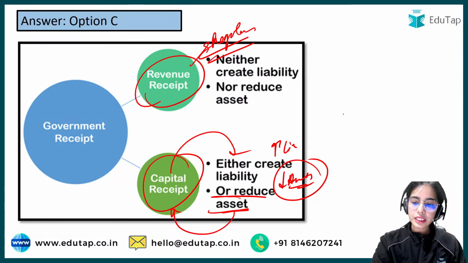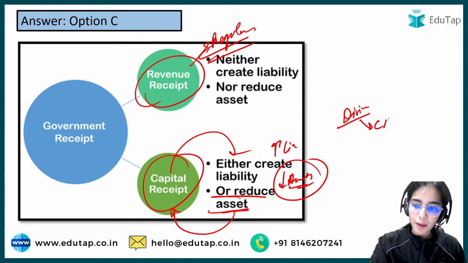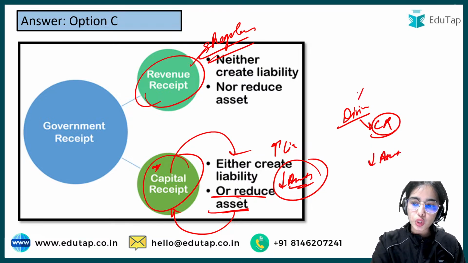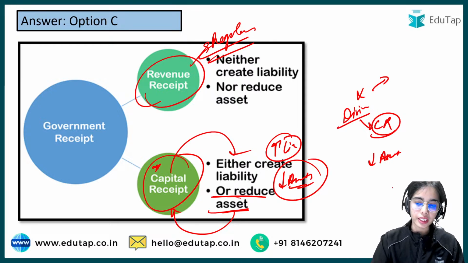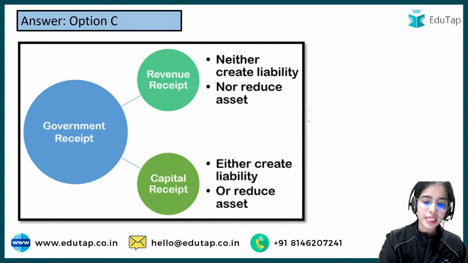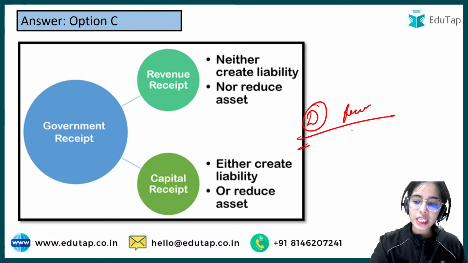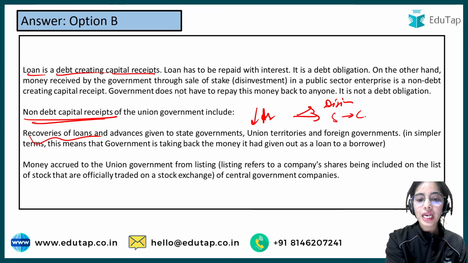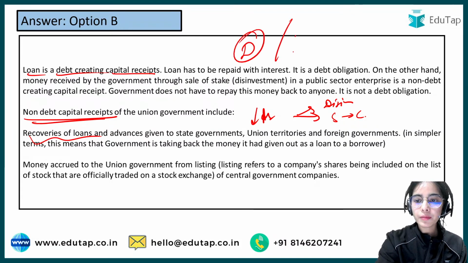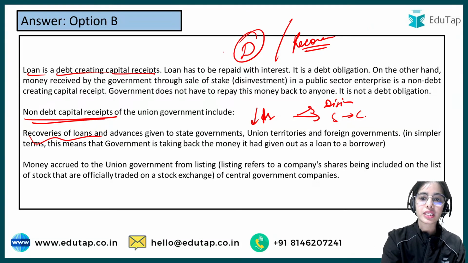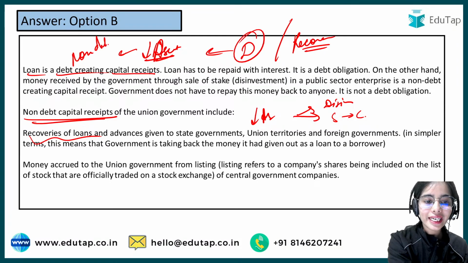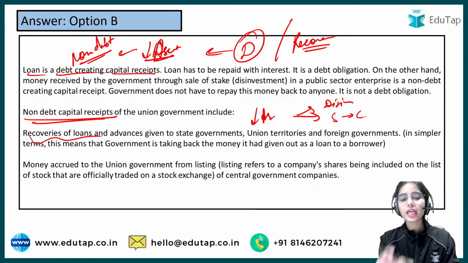Yes. The disinvestment is a capital receipt. It is a part of capital receipt, as this is decreasing the asset. So this is not creating the liability, this is not creating the debt. Remember that the disinvestment and the recovery of loans are all non-debt creating capital receipts. Loan is a debt creating capital receipt, while disinvestment as well as the recovery of loans decrease the asset, so they are non-debt creating capital receipts. They are not creating the debt, they are decreasing the asset.